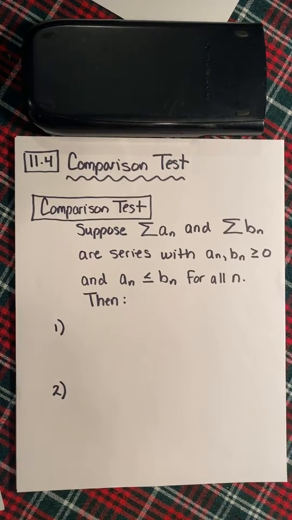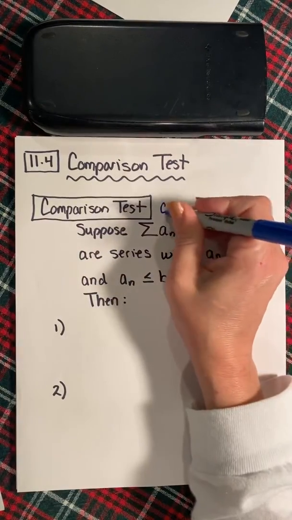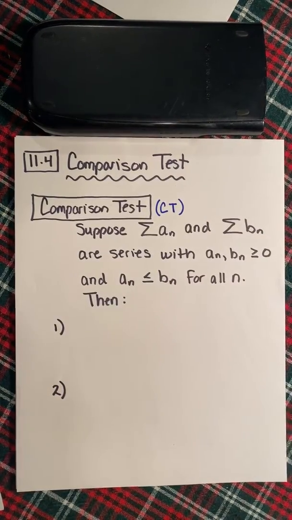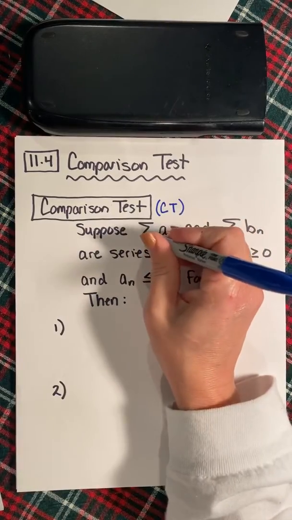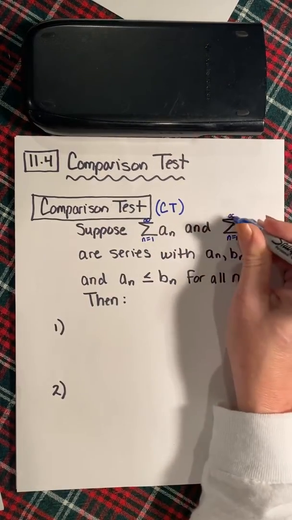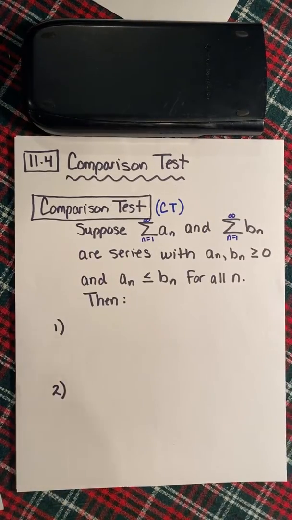Today, we're going to talk about comparison tests. The first one is simply called the comparison test. Later I'll abbreviate it with just CT. So the comparison test says, suppose we have two series, and if I don't put this, it's understood, they just go from 1 to infinity. Our series have positive terms.